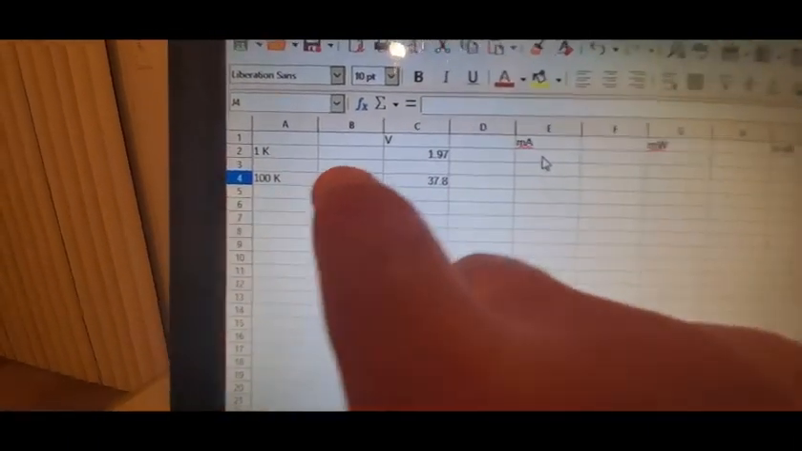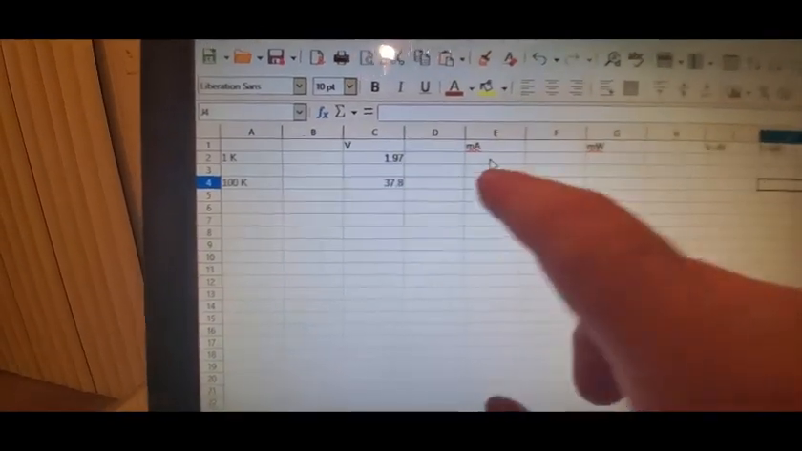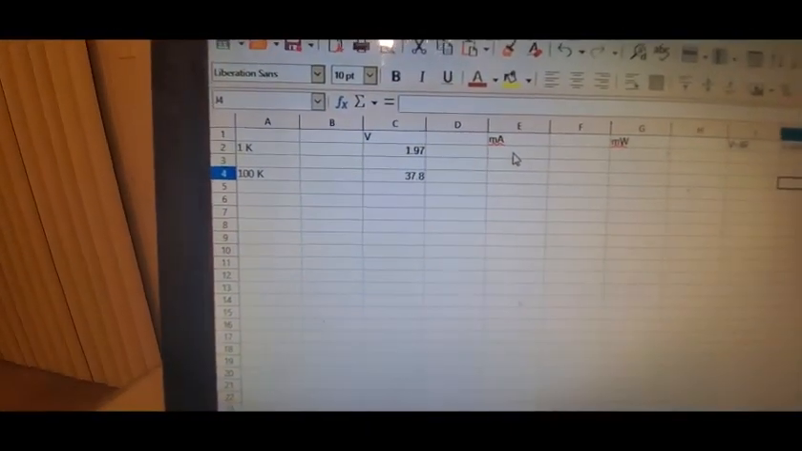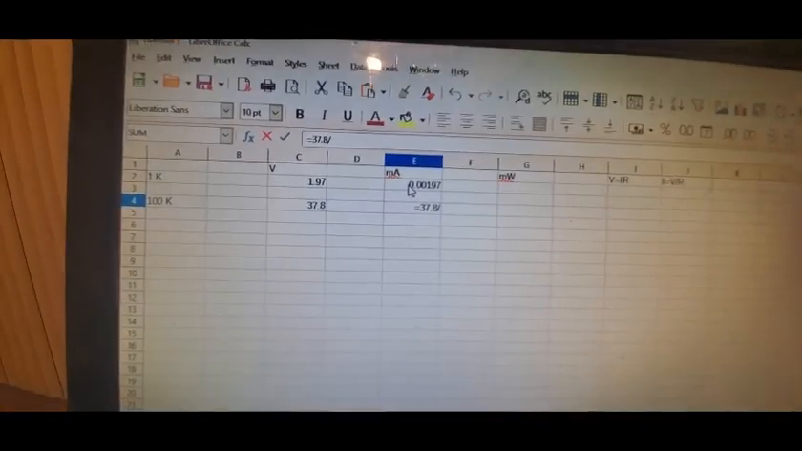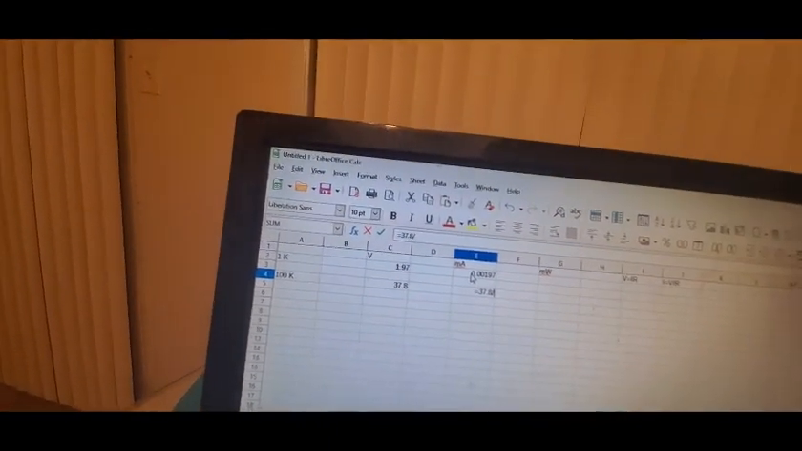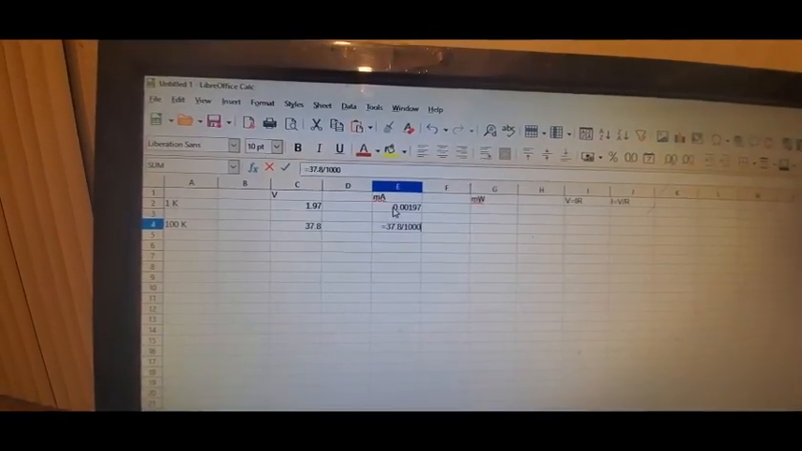The input's the same. So if I'm doing this right, maybe I'm doing something stupid, but Ohm's law, V equals IR, therefore I equals V divided by R. We know V, we know R, so we can figure out what the milliamps into the cap are. So in the first case, it'll be 1.97 divided by 1K, which is 1,000. In the second case, it's going to be 37.8 divided by 100,000.